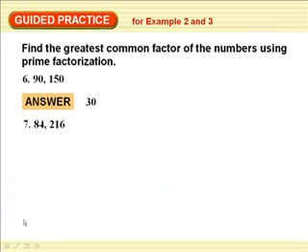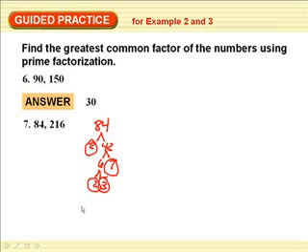Okay, 84. Ooh, I would not want to be writing these out. I know 2 goes into every even number, so half of 84 is 42. 42, I know 6 times 7 is 42. That's 2 times 3, done, done, done. 2 times 2 times 3 times 7.